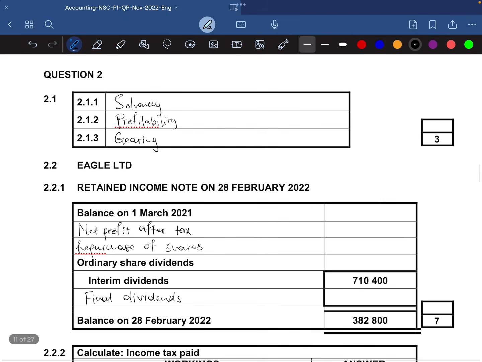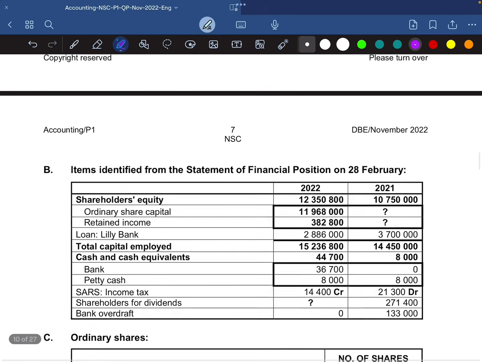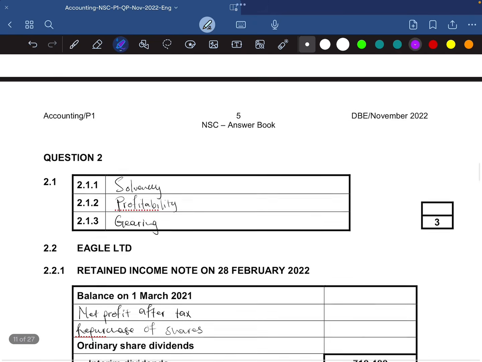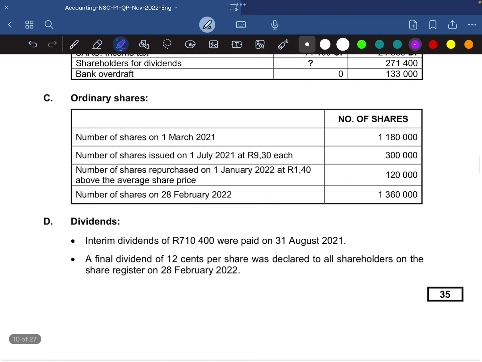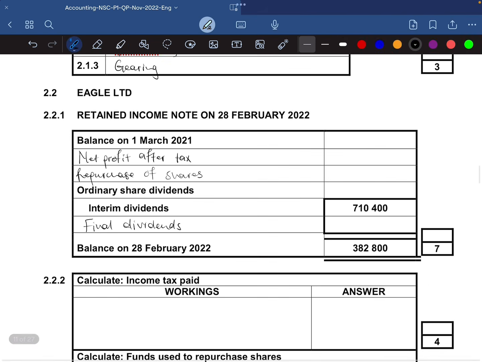Okay, so now let's look at what is given and what we actually have to work out. All right, so the first thing that we are supposed to come up with is our balance at start. So there's no balance there. There's a question mark, could be a balancing figure. All right, now we are going to look at the second thing, which is the net profit after tax. And with the net profit after tax, we are given here the information A. Okay, information A, we're given the net profit after tax as 908,400. Okay, so we just quickly fill that in. It is given, so it's 908,400.